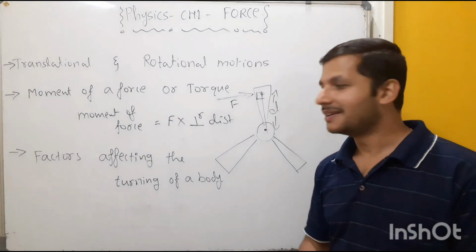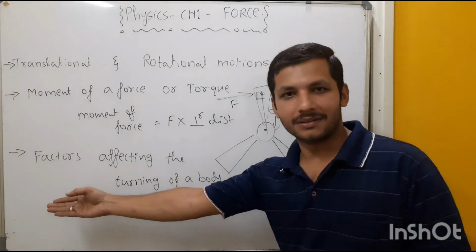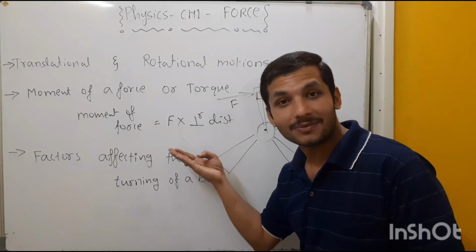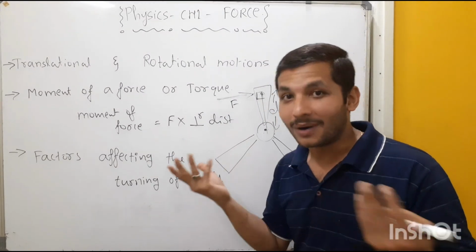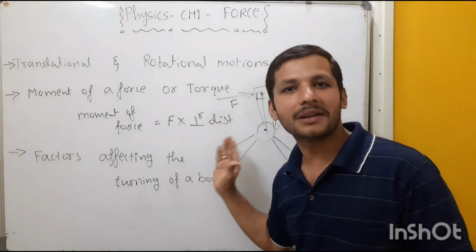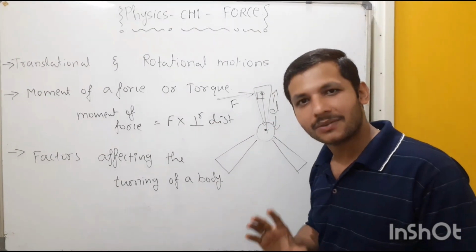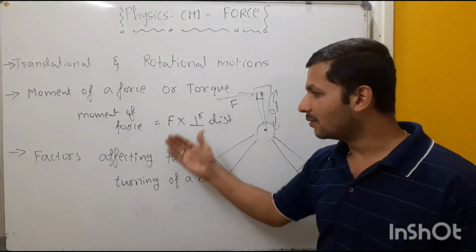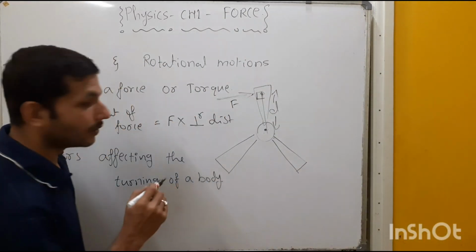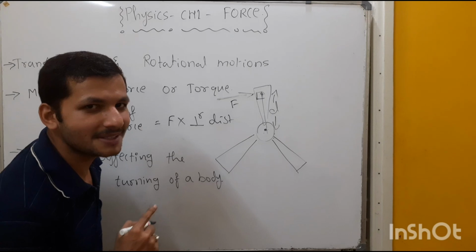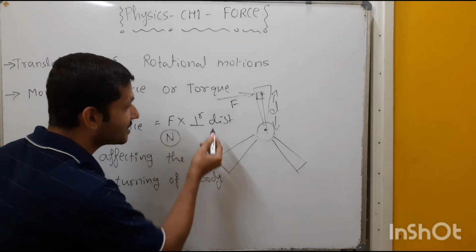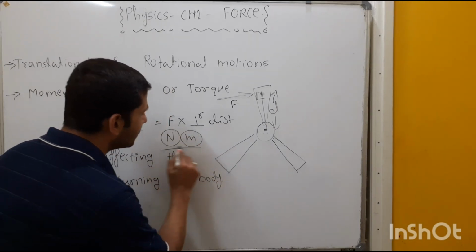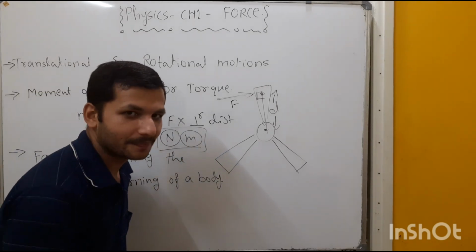So using this formula, it's very easy for us to come to a conclusion. What are the factors affecting the turning effect of a body? What is the formula? Force into perpendicular distance. So the factors are force and the perpendicular distance, affecting the moment of force or torque of a body. Now for the SI unit: what is the SI unit of force? Newton. And what is the SI unit of distance? Meter. So Newton meter is the unit of moment of force.